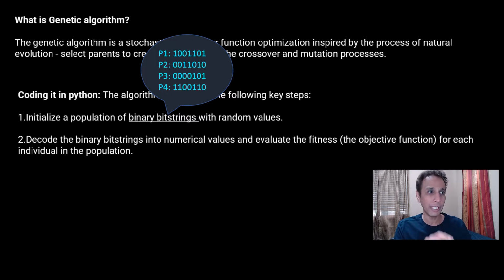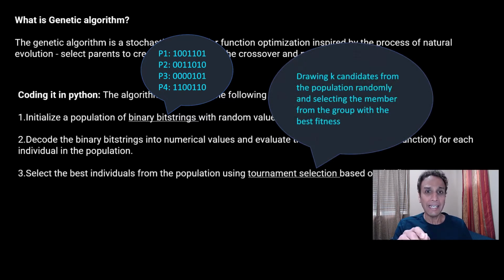So we need to decode it, and then select the best individuals from the population using tournament selection. And tournament selection, like I mentioned in the last video or two videos ago, is where you draw n number of candidates, or k number of candidates, from the population. You have a 100-person population. You take 10 of them randomly, and then you go ahead and assess the fitness, for example. So that's one way of doing that.